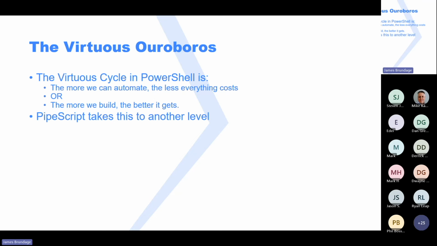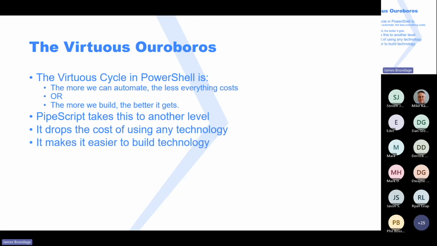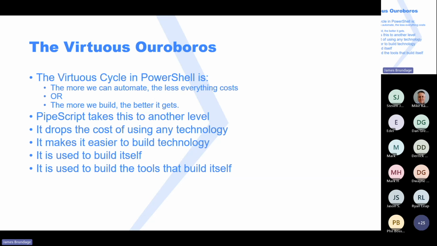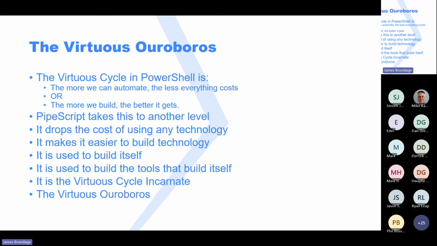And PipeScript, as you might be beginning to get, takes this to a whole other level. It drops the cost of using any technology, and it makes it easier to build technology. In fact, it's used to build itself. It is used to build the tools that build itself. It is the virtuous cycle incarnate, or the virtuous Ouroboros.